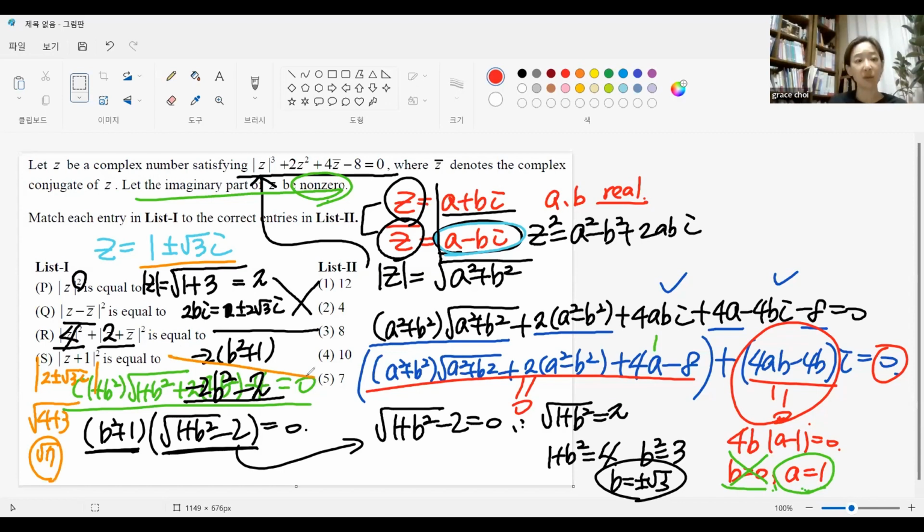Matching is done. Okay, so P can be number 2, Q can be 1, R can be 3, S can be 5. Oh, perfect.